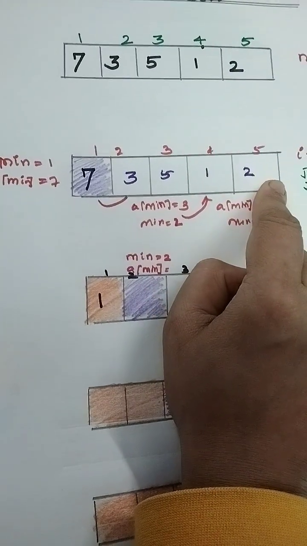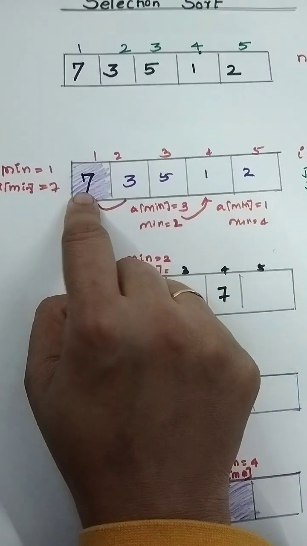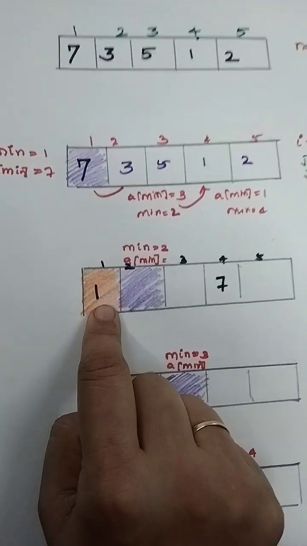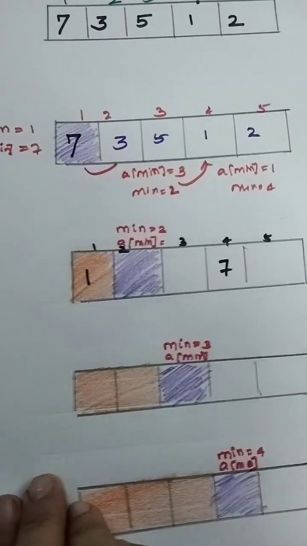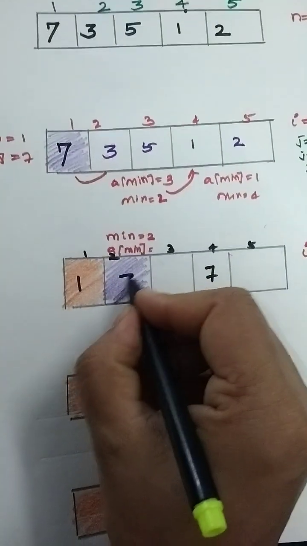We have reached the end of the array and we have to swap this minimum element with the first element. That's what we did. 1 is swapped with the 7. Okay. Now 1 is in the right position. It is in its proper position. Now we have to consider the second element as minimum. Which is the second element? 3.